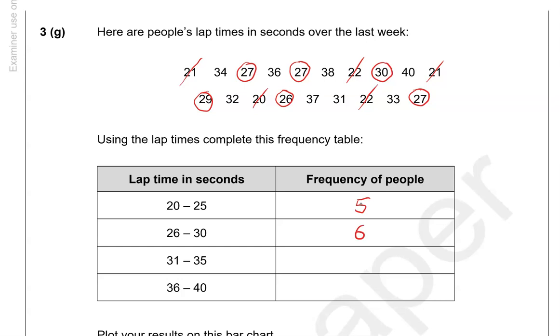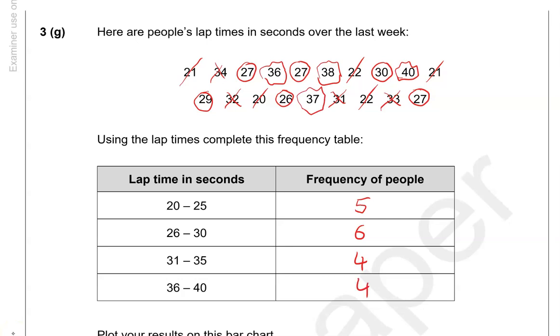31 to 35, 1, 2, 3, 4, so that's 4 of them. 36 to 40, 1, 2, 3, 4.